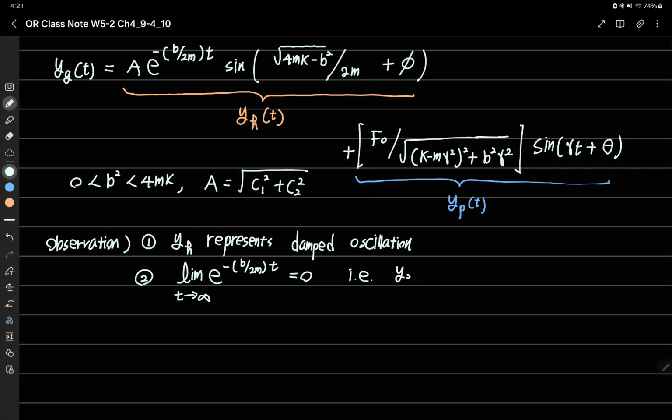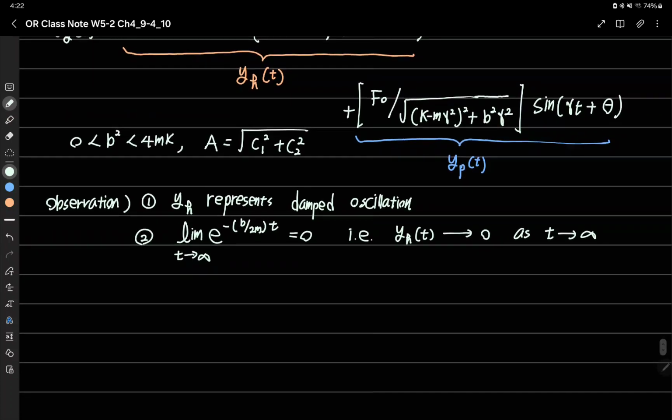It means that YH of t approaches 0 as t approaches infinity. So as time marches on and on, the solution to the forced mechanical vibration will be dominated by YP, the particular solution, not this one. And third, consequently, YH is referred to as the transient part. So you see, YH approaches 0.